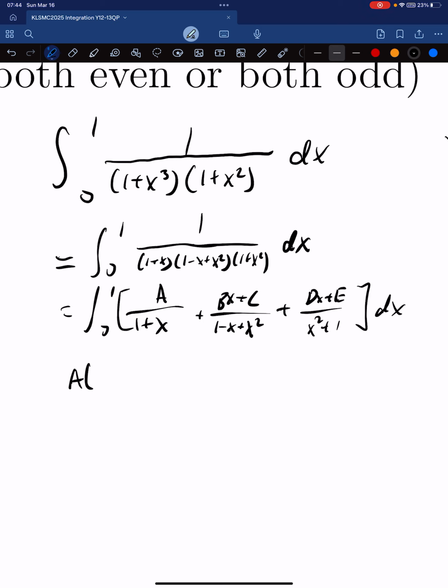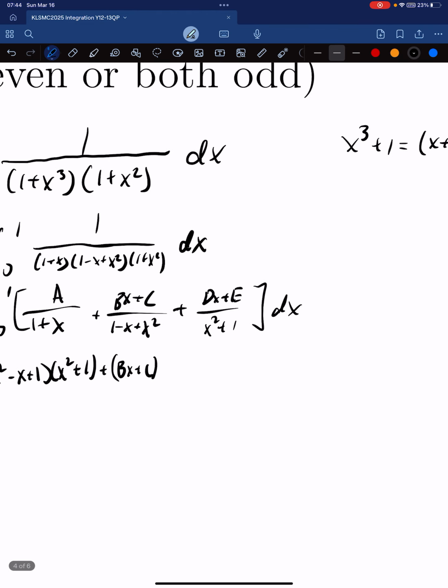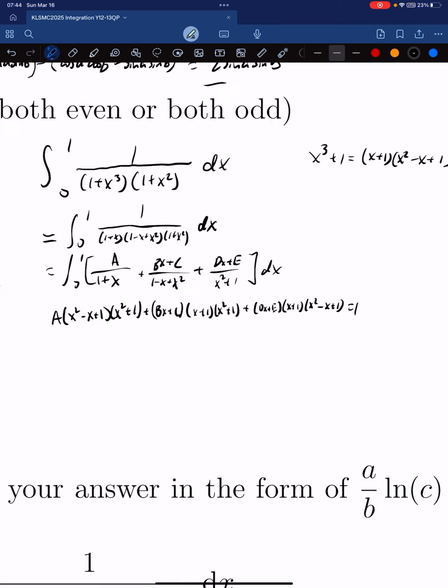So we are given that a times x squared minus x plus 1 times x squared plus 1, plus bx plus c, times x plus 1, right.